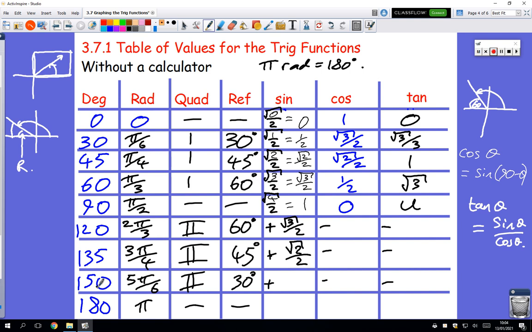Sine of 150 will be the positive of the sine of its reference angle, 30 degrees. Sine of 30 degrees was a half, so what we have is positive 1/2.